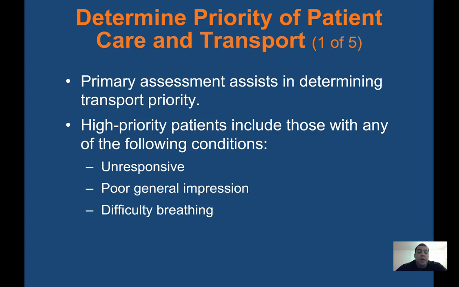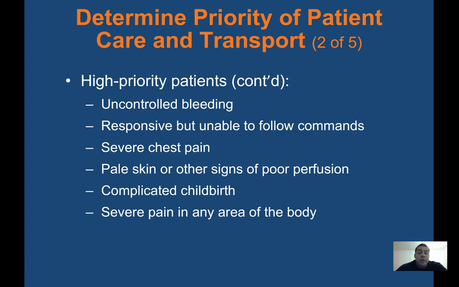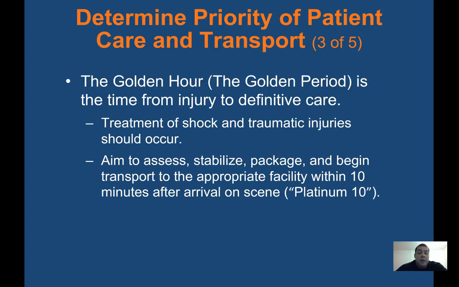Determine priority of patient care and transport. Primary assessment is used in determining transport priority. High priority patients include those with any of the following conditions: unresponsive, poor general impression, difficulty breathing, uncontrolled bleeding, responsive but unable to follow commands, severe chest pain, pale skin or other signs of poor perfusion, complicated childbirth, severe pain in any area of the body.